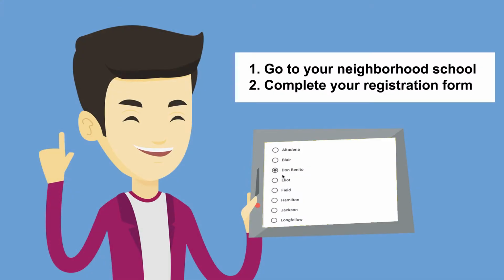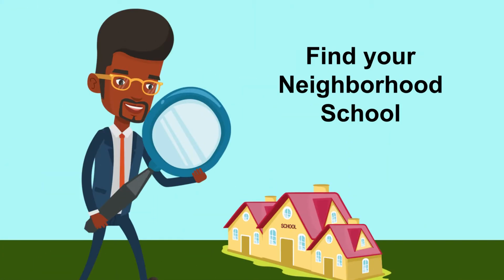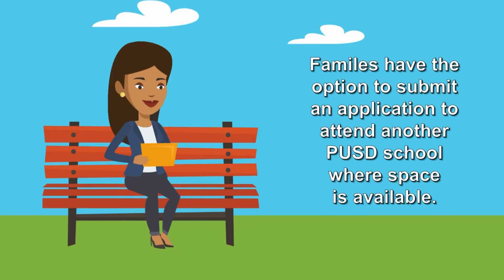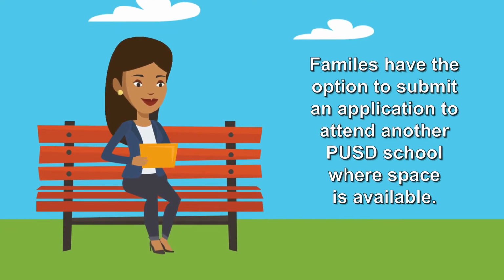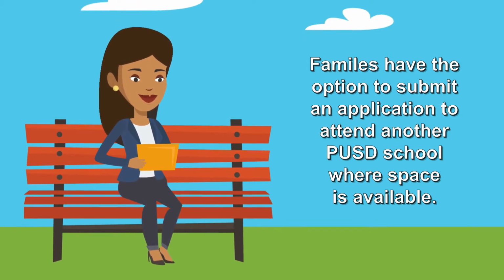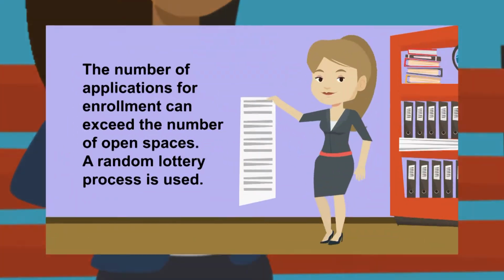First, to enroll in your neighborhood school, go to that school and complete a registration form. To find your neighborhood school, visit pusd.us/enroll. PUSD is also an open enrollment district, so families have the option to submit an application to attend other PUSD schools where space is available.